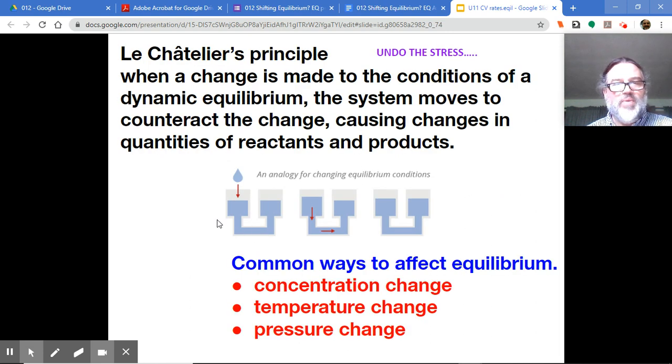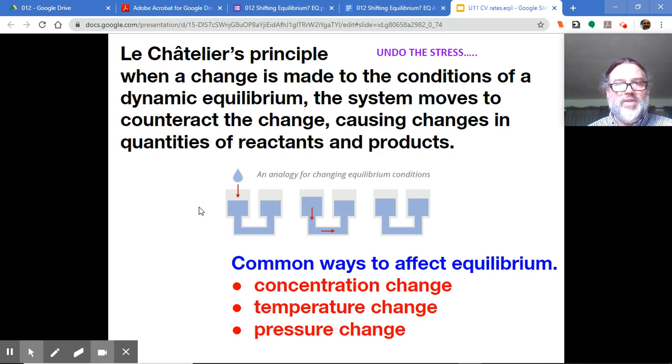So what we want to do is talk about that equilibrium. And once it's established, we want to talk about how do we change it? What can we do to change the equilibrium? And this is a principle put forward by Le Chatelier. This is about a 150-year-old idea, and it simply says when a change is made to the conditions of a dynamic equilibrium, the system moves to counteract that change, causing changes in the quantities of reactants. So if you do something to stress an equilibrium, the equilibrium wants to undo that stress. So if I make it hotter, the equilibrium does what it can to make it colder.